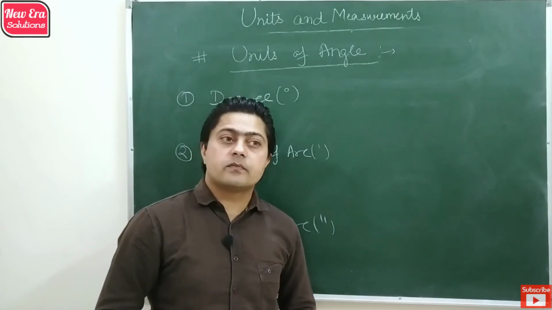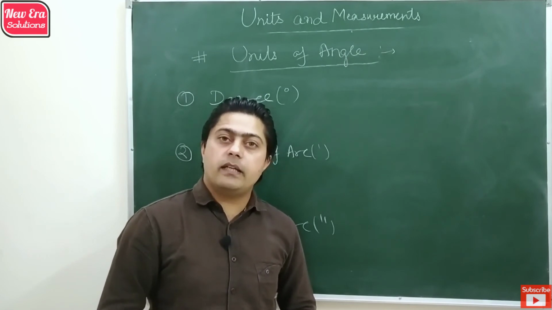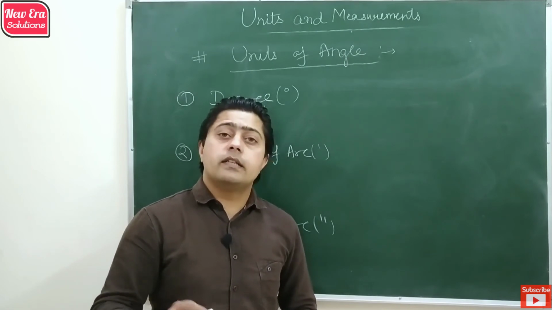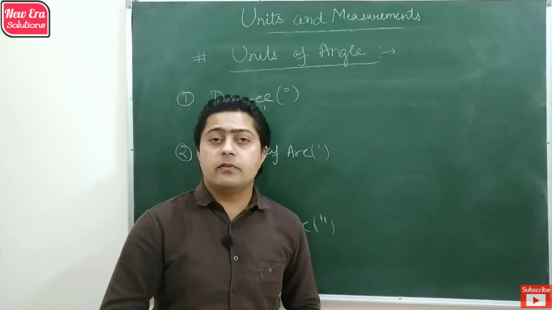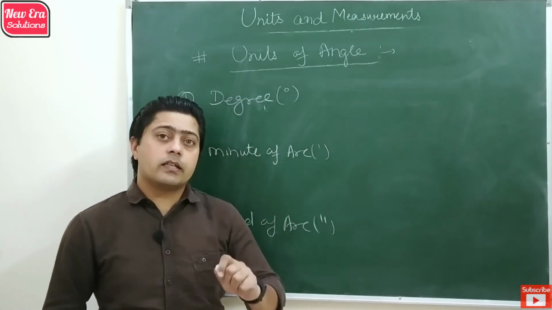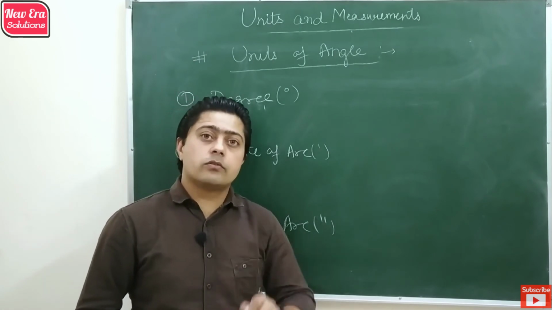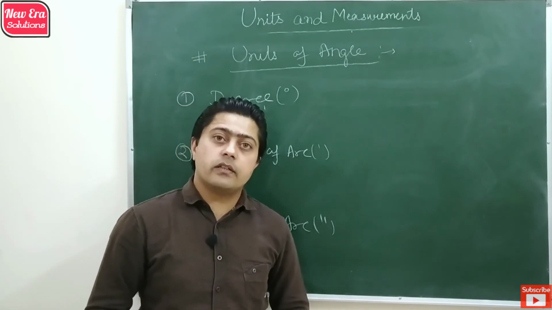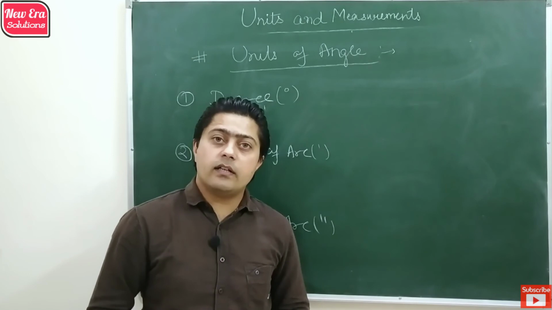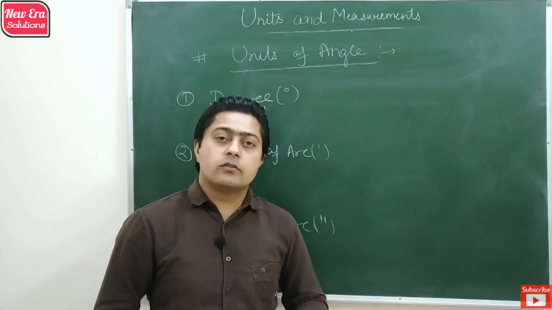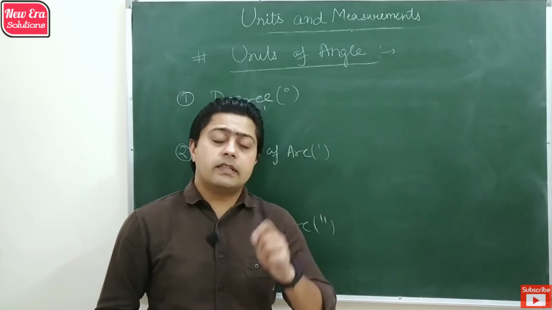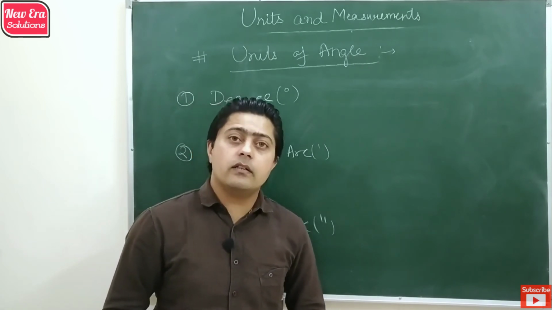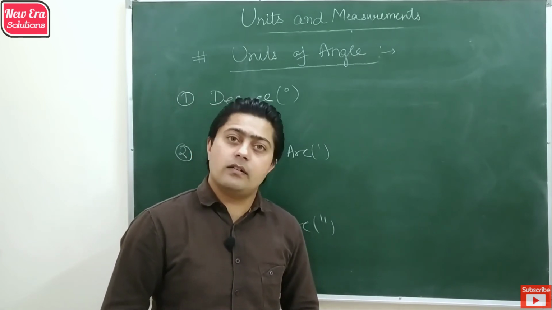So to solve numericals based on parallax method, there are certain units of angle we have to know. As we know, the SI unit of angle is radian, but there are also some other units of angle like degree, minute of arc and second of arc. So we have to know the conversion rate of these units into the standard unit to calculate our answer.